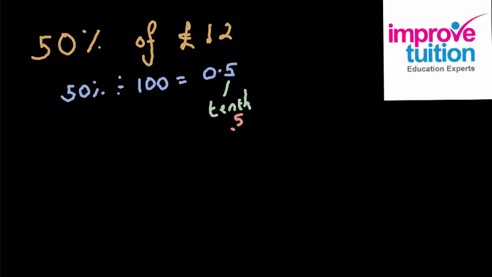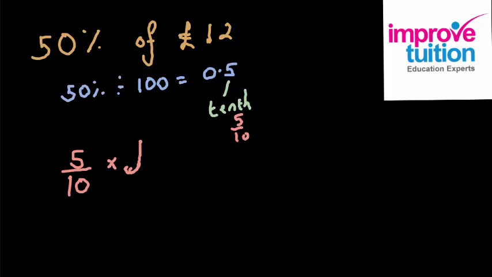So we move from percentages to decimals. It's a tenth. If we know our place values, we know that 0.5 has the place value of tenths. So it's 5 over 10. So 5 over 10, what do we do now? Well, let's work out 5 tenths of £12.